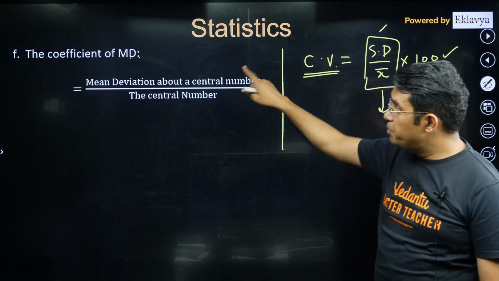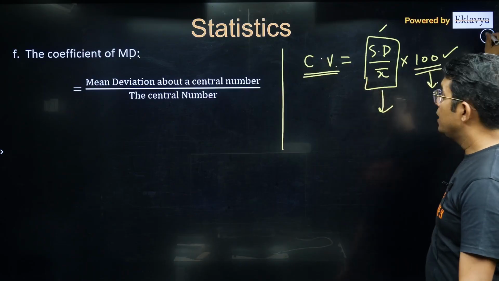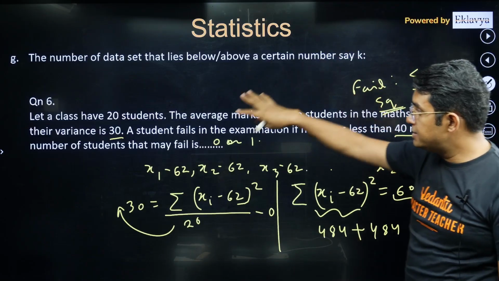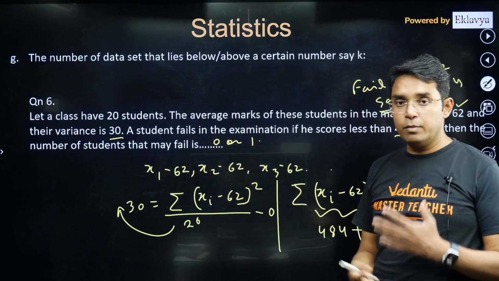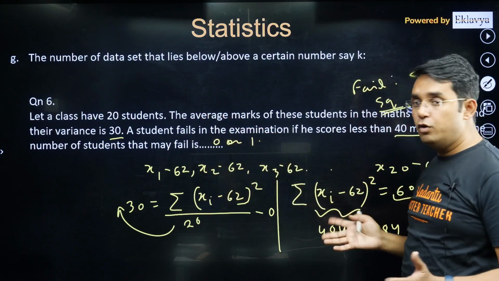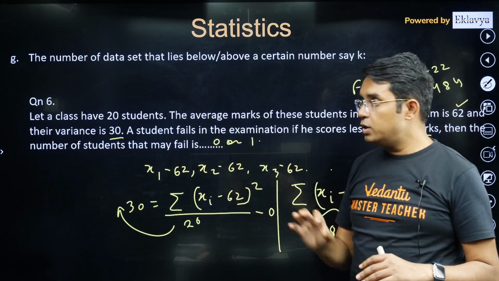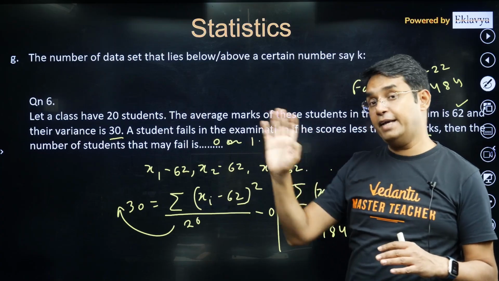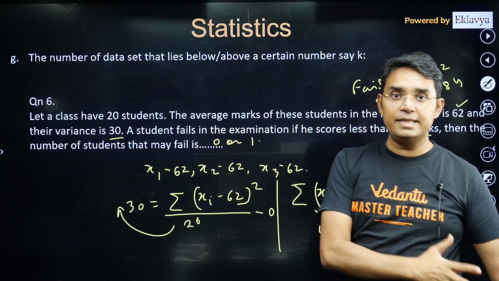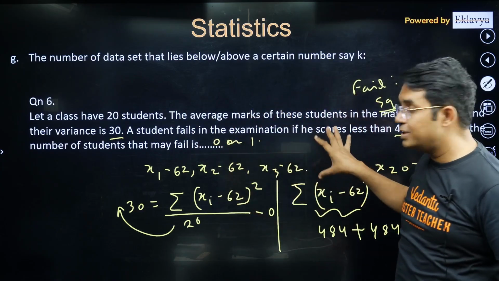I talked about coefficient mean deviation similar to CV, and then I told you if you are given certain information like number of data points, their average value, variance value, so what can be the upper cap or lower cap on certain data values that exceeds some number or they are less than some number. This I told you through this example.